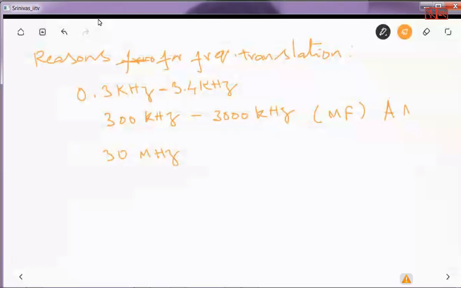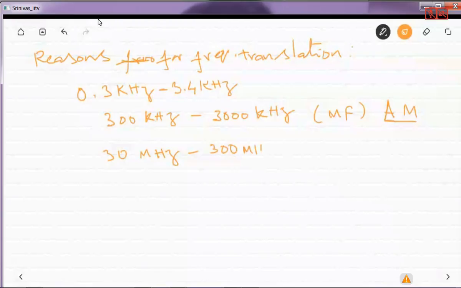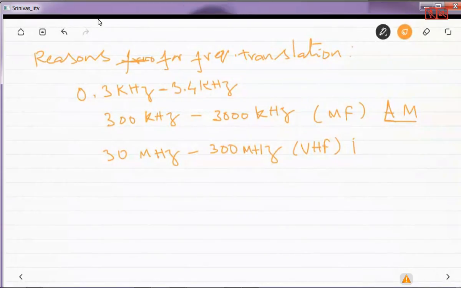Hertz to 300 megahertz, very high frequency, and this is where we use frequency modulation. So we'll again revisit these frequency ranges, and the entire course is about what is AM and what is FM, right?